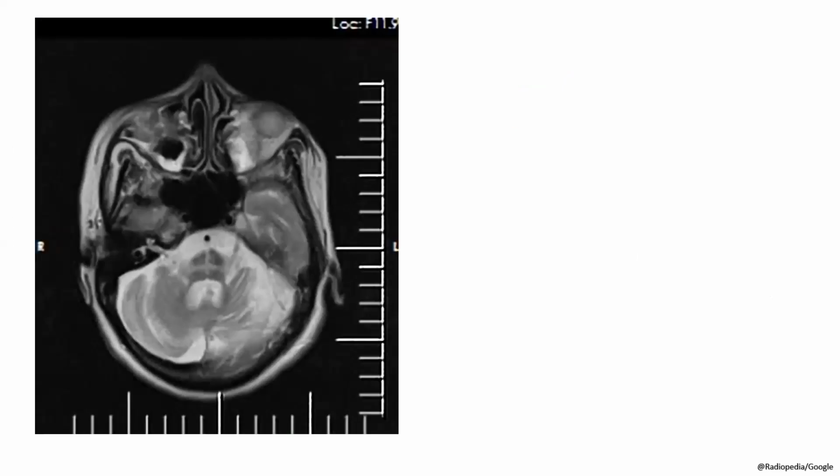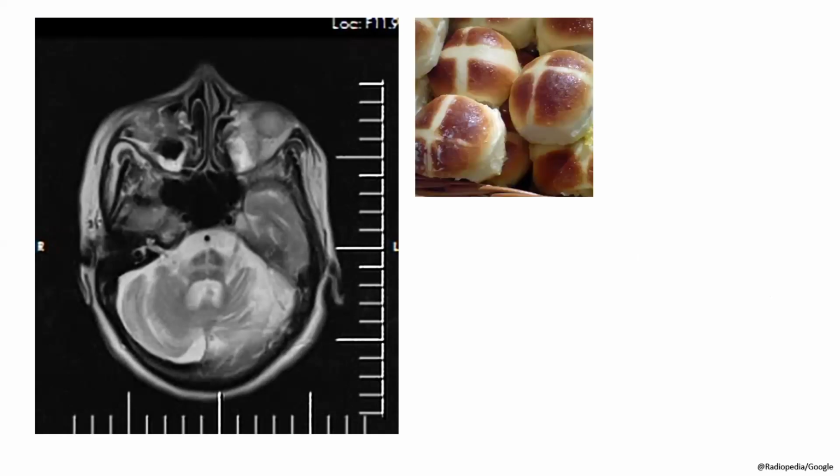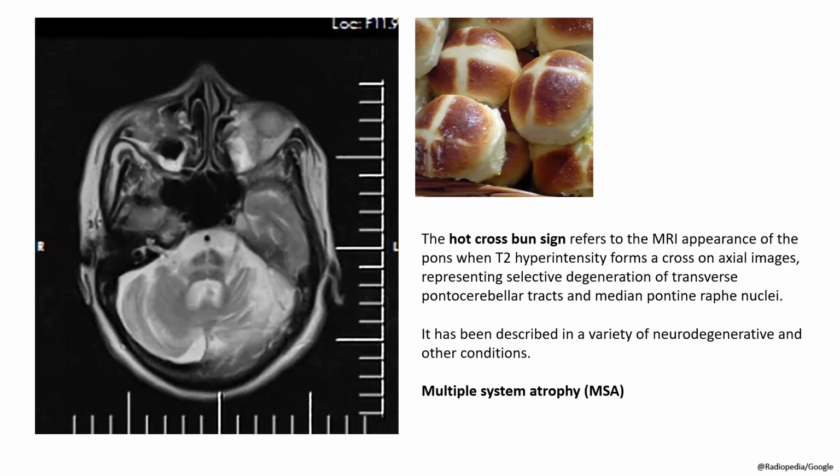What is happening in this MRI axial T2 weighted sequence? What we are seeing here is the hot cross bun sign. It refers to the MRI appearance of the pons on T2 weighted sequence in which T2 hyperintensity forms a cross on the axial image, and it is because of selective degeneration of transverse pontocerebellar tract and median pontine raphe nuclei. It is seen in multiple system atrophy, although it can be seen in other neurodegenerative diseases as well.